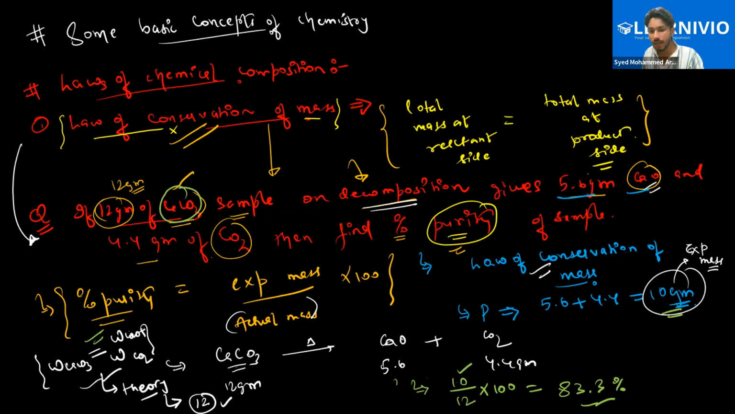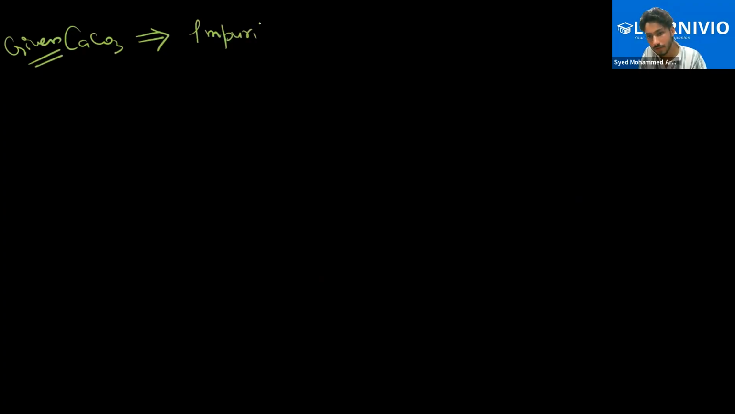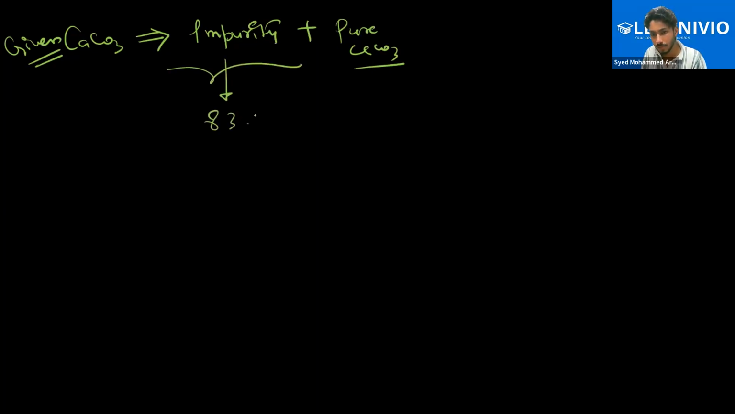So what does it mean? It means that the given CaCO3 is some impurity plus pure CaCO3. And how much purity is there in the whole? 83.33 percentage. Fine, understood now? Is there any doubt?